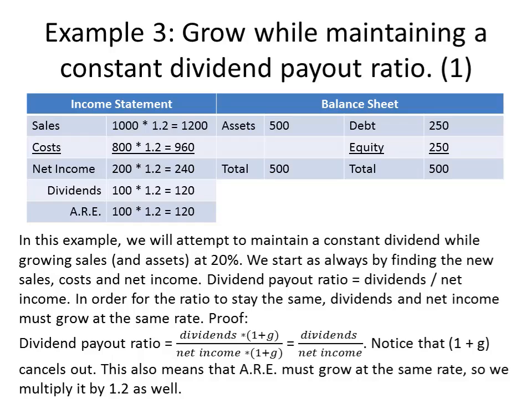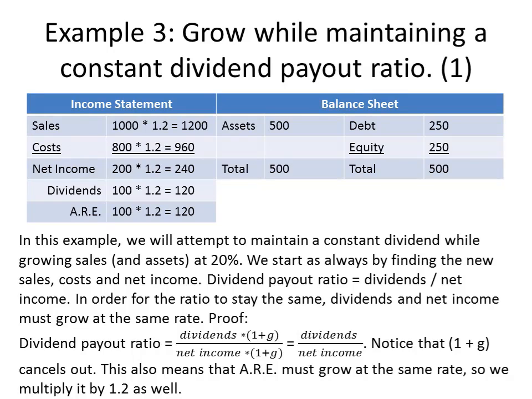Now the dividend payout ratio from previously was 100 divided by 200. After all, dividend payout ratio is dividends divided by net income. And so the dividend payout ratio was 0.5. So that means in the new scenario, we also need to pay out half of our net income in dividends. So we see that the new level of dividends is going to be 120.